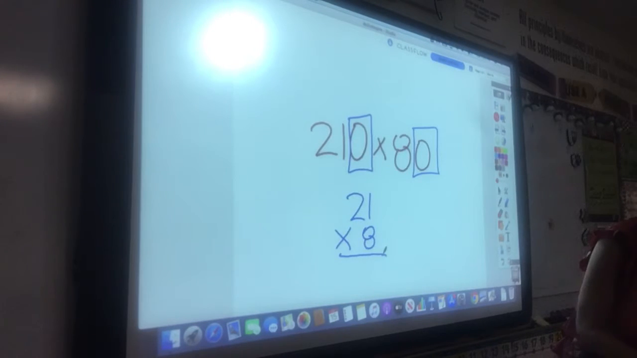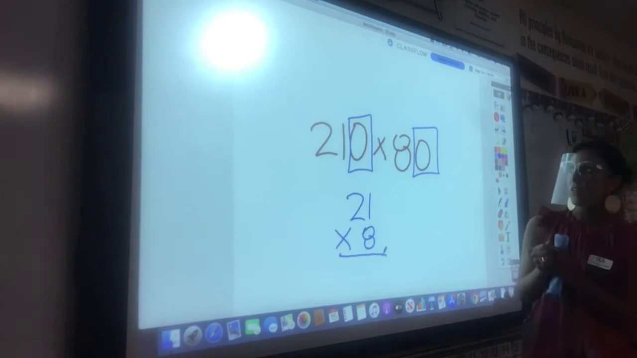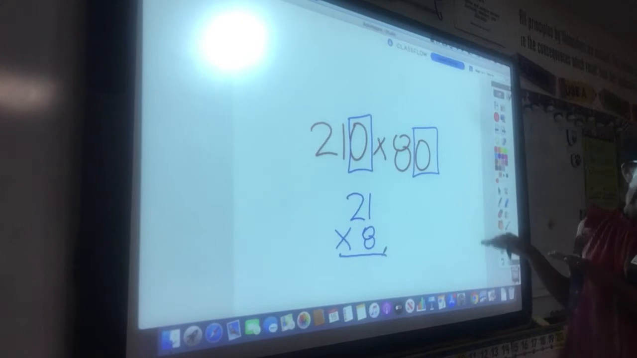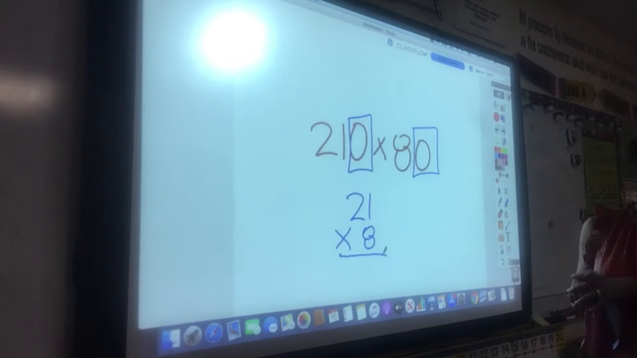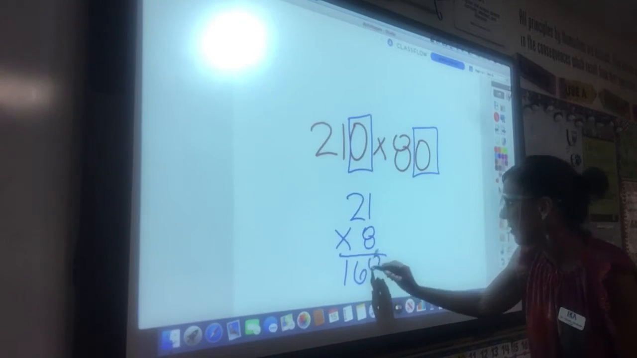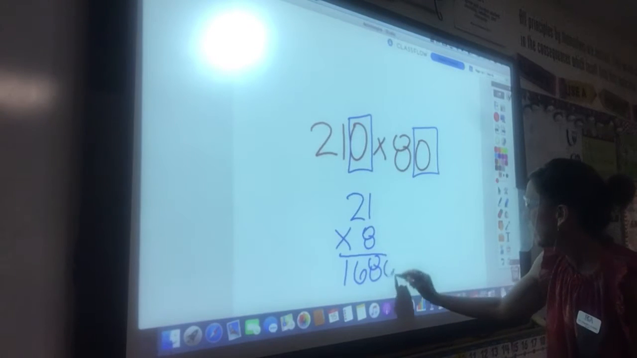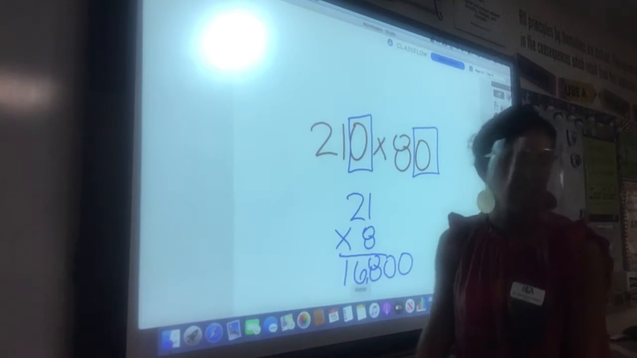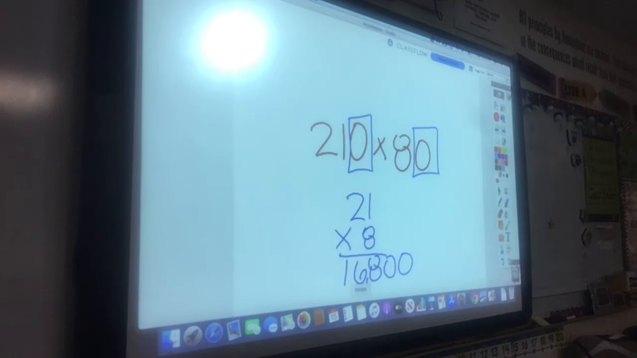So even though you're technically multiplying by a 2-digit number, you don't really have to because you can use a shortcut. Okay, so what would we get for this answer if it's really just 21 times 8 and then bring your 2 zeros to the back? Mason? 16,800. You should have gotten 168, that's correct, and then these 2 zeros have to come on, and so we get 16,800.